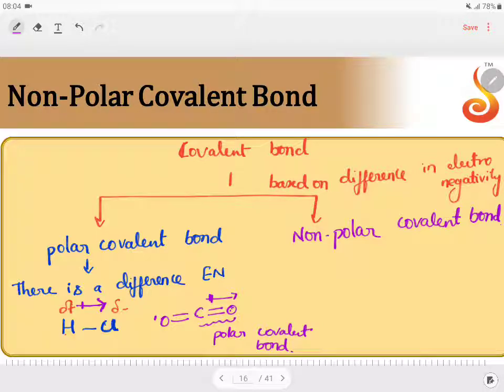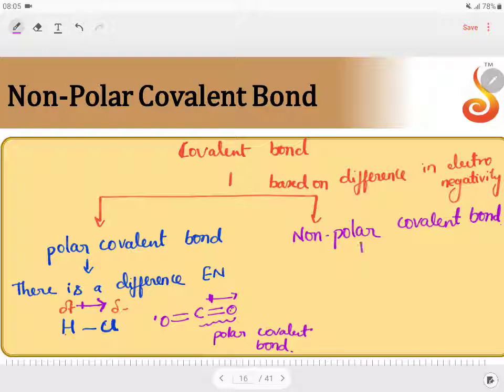And one more important thing is, if a molecule has a polar covalent bond, it is not necessary that the molecule is a polar molecule. No. Sometimes, even though the molecule has polar covalent bonds, the resultant may not be equal to the charge separation. In such cases, you get a non-polar molecule also. Therefore, right now what you have to understand is that a polar bond means there is a difference in electronegativity.